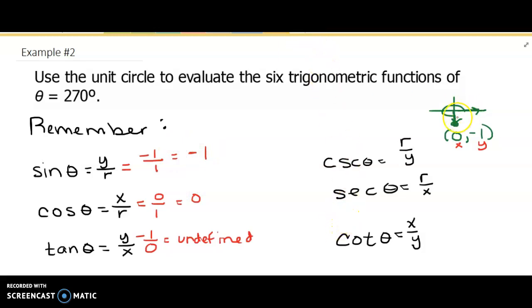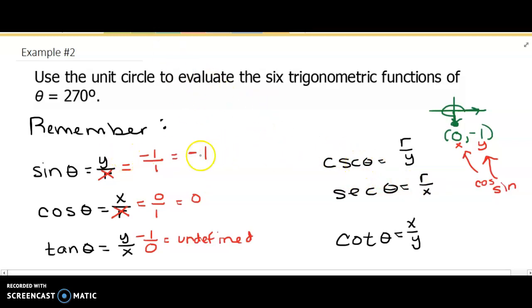Now the cool thing about the unit circle is that now that our r is 1, anything divided by r is itself. So, and this is only if you have a unit circle, our y value will always be the value of sine, and our x value will always be the value of cosine. Always, always, always.